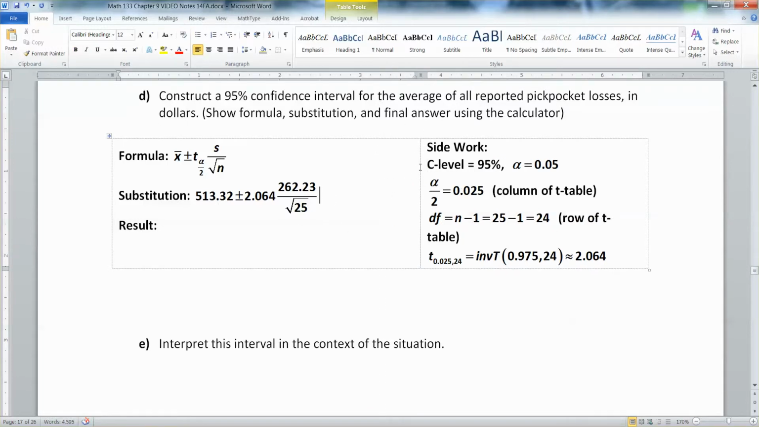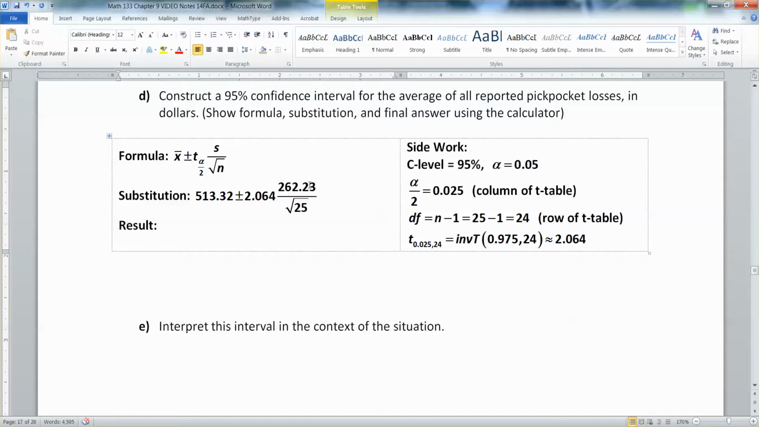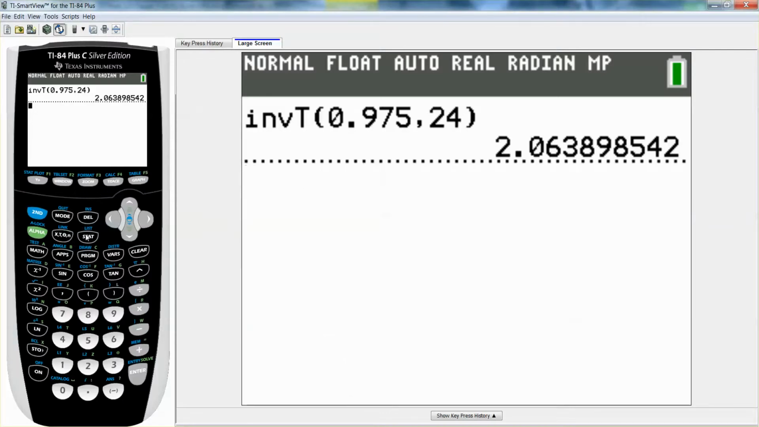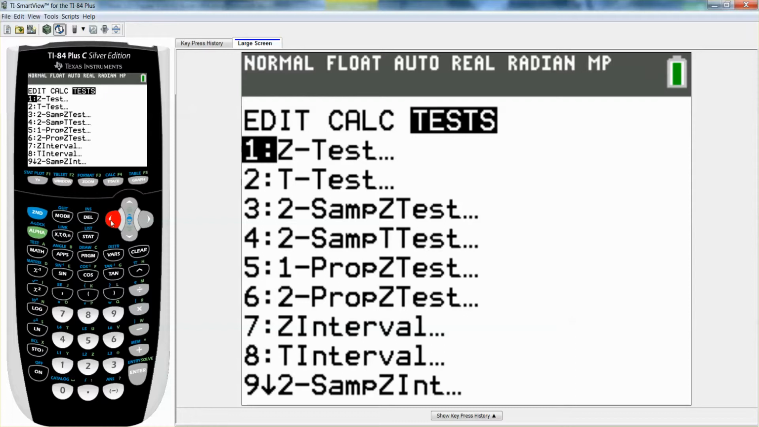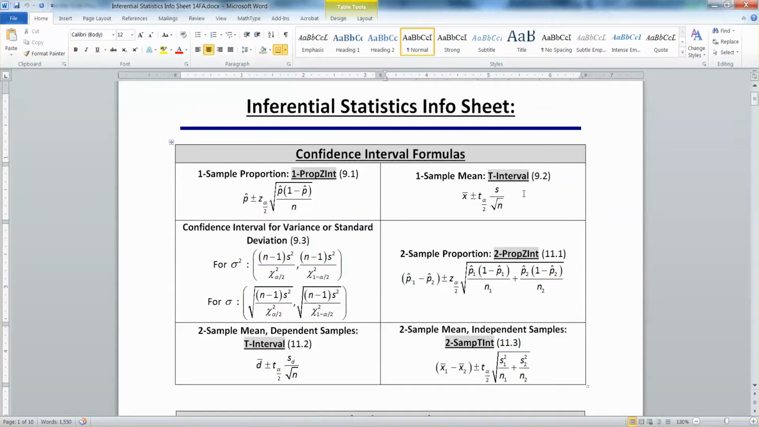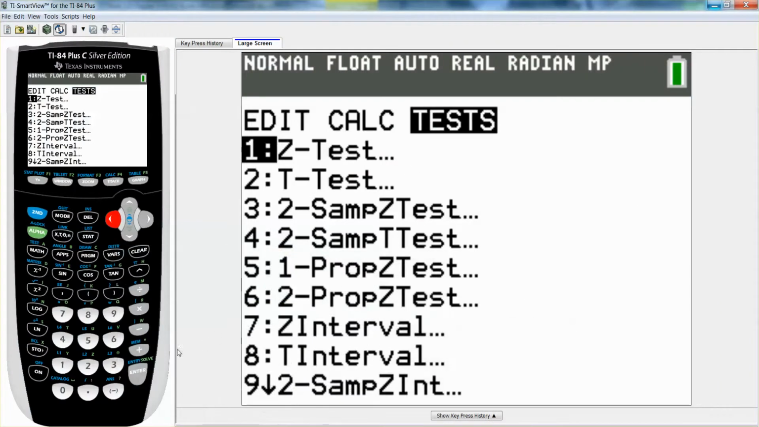All right, then, now that I know that, I could try to type all that into a calculator, but let's face it, I'm probably likely to mess it up or do something wrong. And why not use the power of the calculator after all? So let's go to Stat, let's go to Tests, and then look through the list. And if you remember on your inferential statistics info sheet, I tell you right here which one to use. If you're using this formula, then you should be using t interval. So look through the list for t interval, and you'll see it at number 8, t interval.